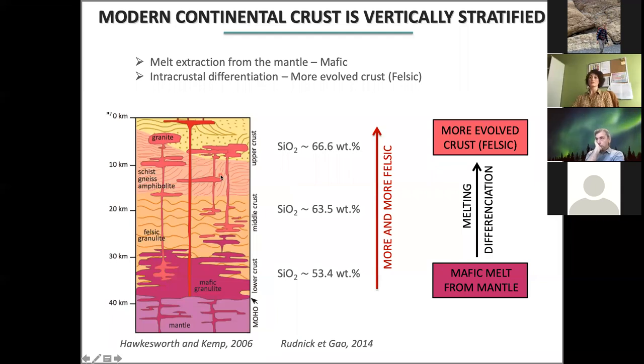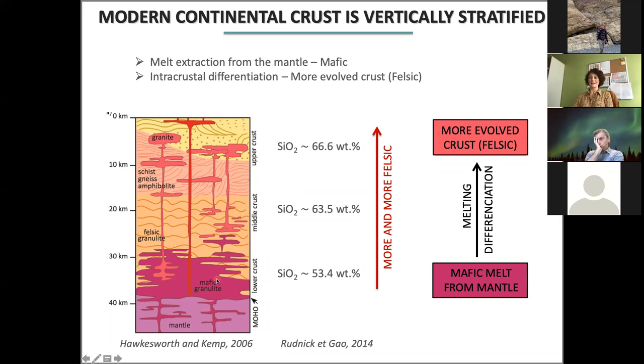So if we go a little bit more in details about the structure of the continental crust, the modern continental crust is vertically stratified. So this is what is illustrated here in this figure from Oxworth and Kemp. And we think that it is probably more mafic at depth and becomes more and more felsic when you go to the upper levels.